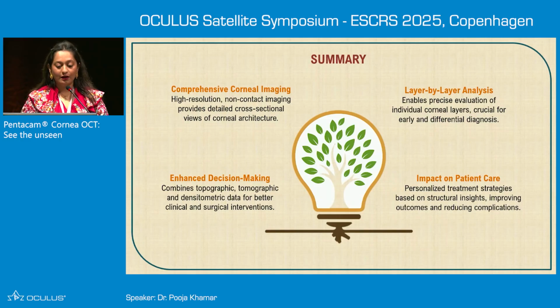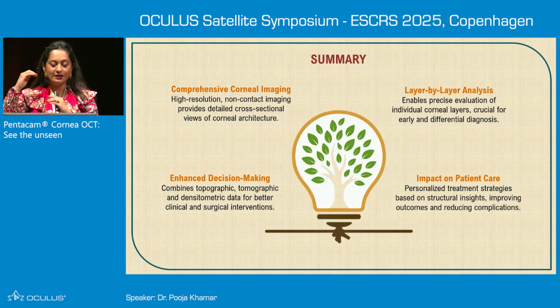To summarize, it is a high-resolution, non-contact imaging which provides detailed cross-sectional views of corneal architecture. It truly helps us to see all the layers from tear film to epithelium, to Bowman's layer. You can now quantify the tear film and the Bowman's layer, the stroma, the details in the stroma, the Dua's layer at times, and also the Descemet and endothelium. So it gives you information of every layer, with layer by layer analysis, which can impact our patient care and also help us in enhanced decision making.